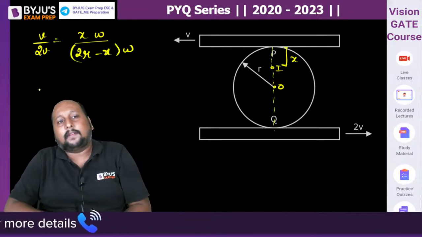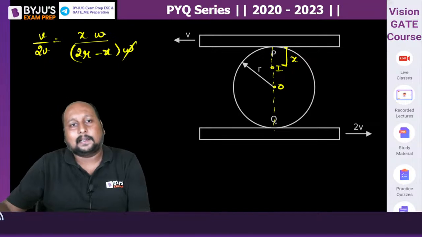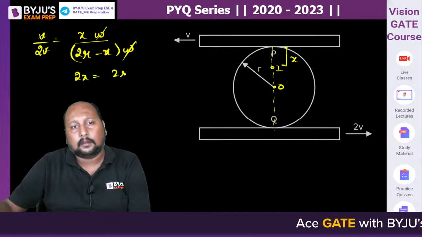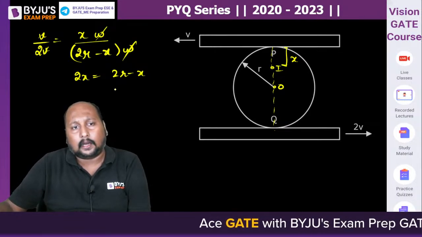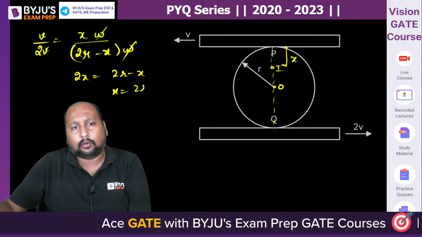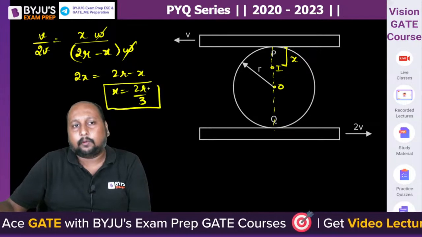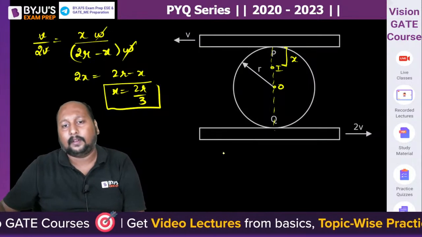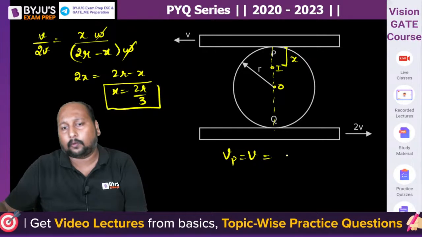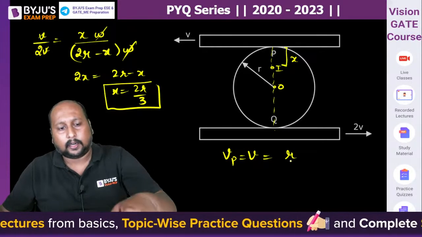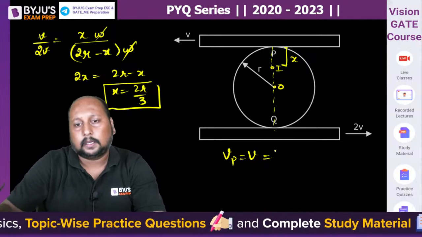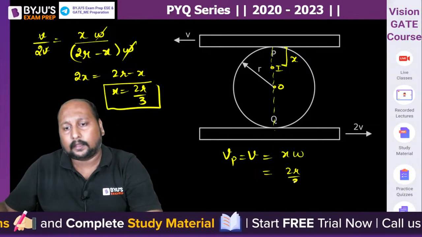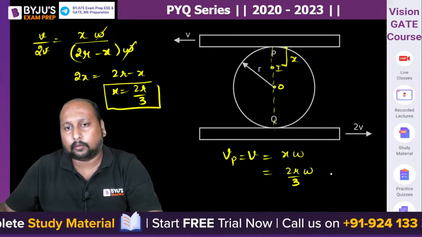So can you tell me what is the value of x? Omega gets cancelled out, v gets cancelled out. So 2x is equal to 2r minus x. So x will be equal to 2r by 3. You can place it in any one of the equations and get the value of omega. Let us suppose I am placing it in Vp. Vp is equal to V is equal to r into omega, or x into omega. So x is equal to 2r by 3 into omega, and r omega is equal to this one.